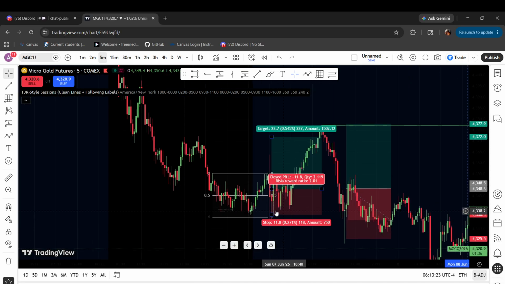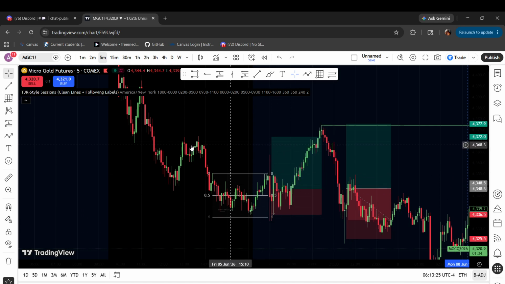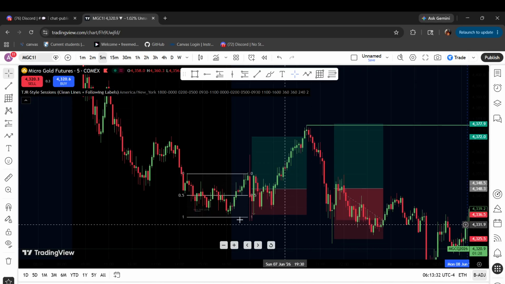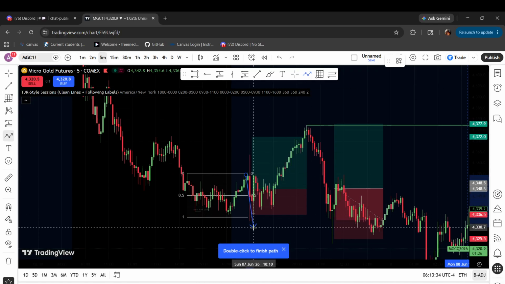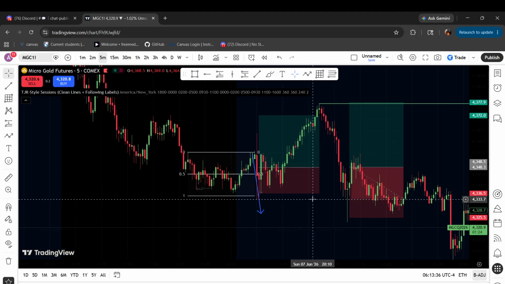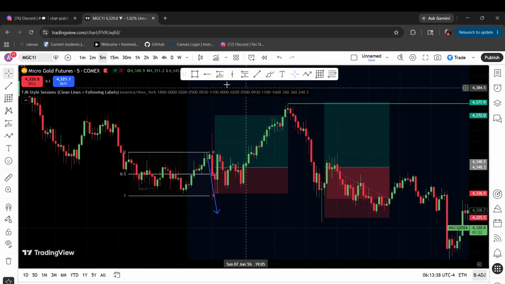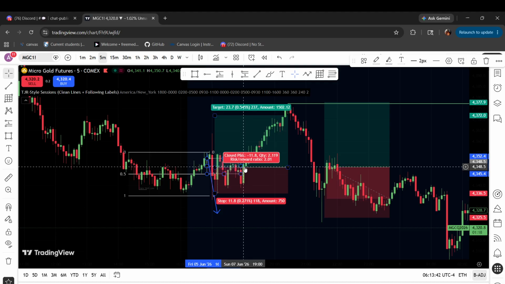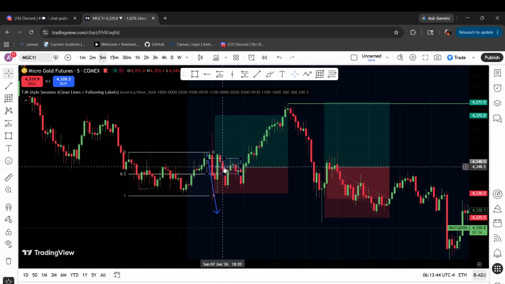I want to see more confirmation of a manipulation move either higher or lower. So I saw that we had a double wick where we took out these lows. So I said our manipulation move was down rather than up, right? I waited for more confluences. We had a nice inverse fair value gap right here. I waited for a retest of this inverse fair value gap.